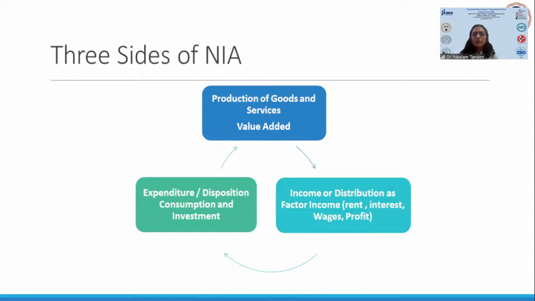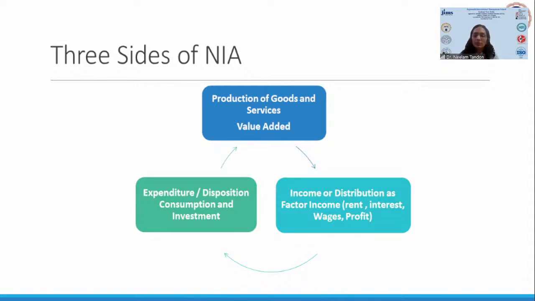So production of goods and services is followed by income distribution and expenditure. If you are producing goods, you are producing them because there is demand. Who is creating demand? You are creating demand through consumption and investments. So that is the expenditure method. And this leads to what? Income generation. Because you are producing goods, that means you are hiring people.